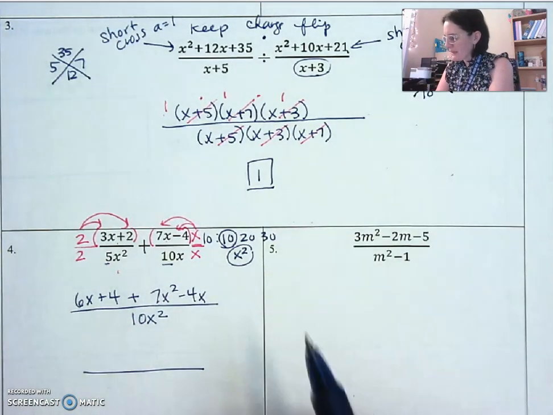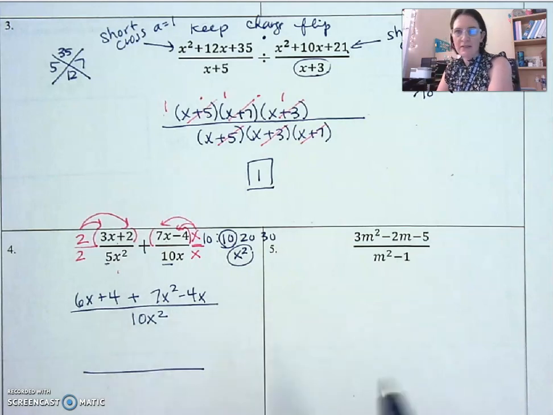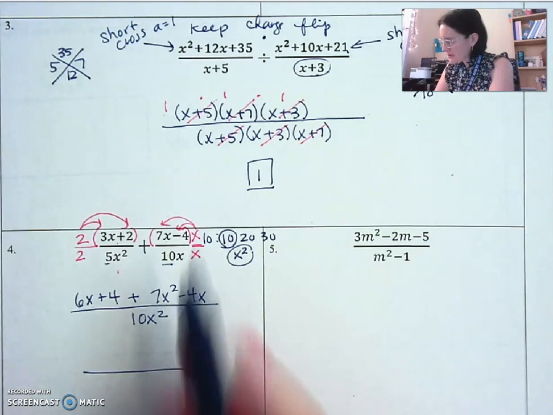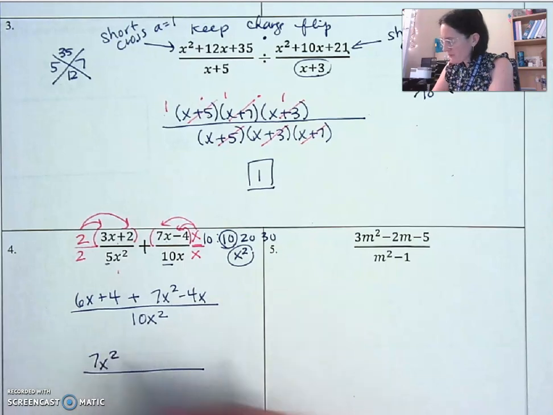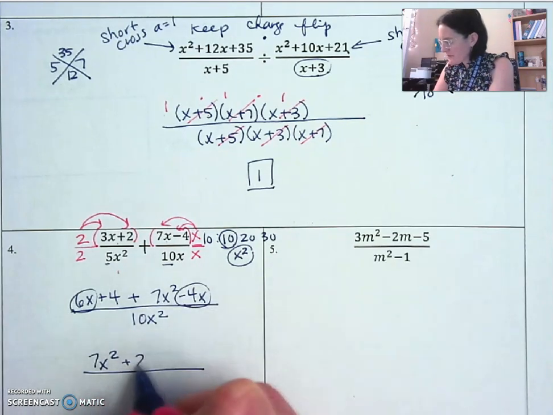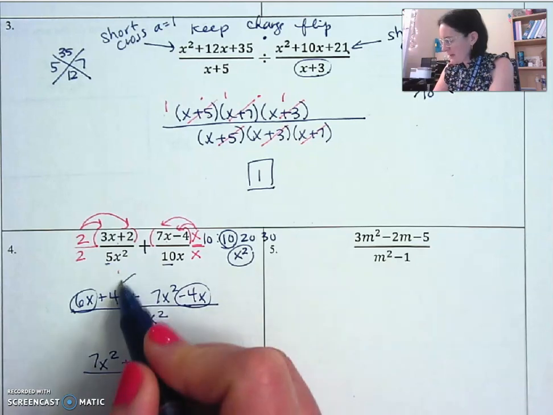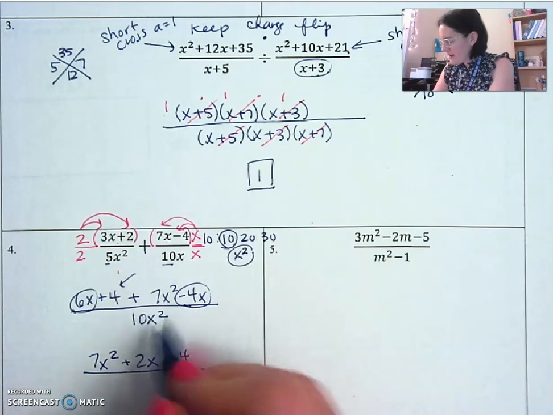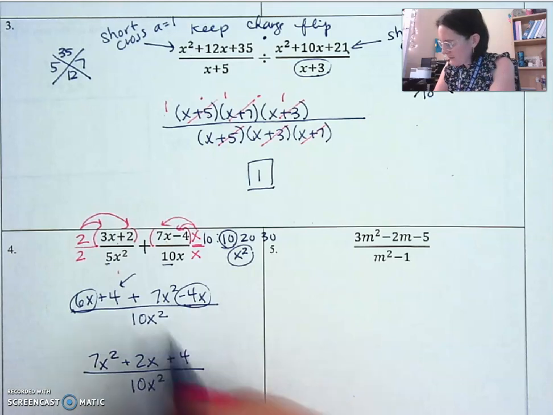So now I'm going to combine like terms and write in standard form. So 7x squared comes first, and then 6x minus 4x is a positive 2x, and then I have plus 4 here, and then I have my common denominator on the bottom.